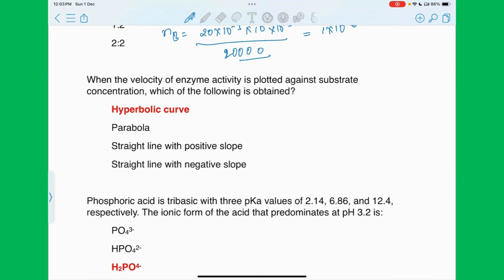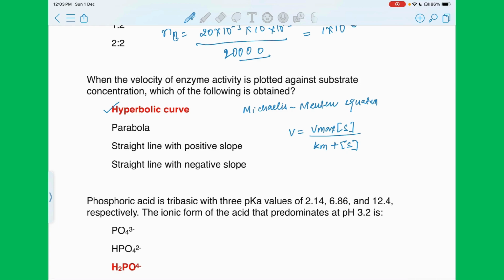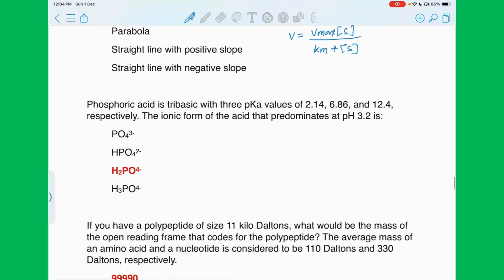Next: when the velocity of enzyme activity is plotted against substrate concentration, which of the following is obtained? We know the Michaelis-Menten equation, which says V is equal to Vmax times substrate concentration upon Km plus substrate concentration, and this is the hyperbolic curve. Let's move to the next question.